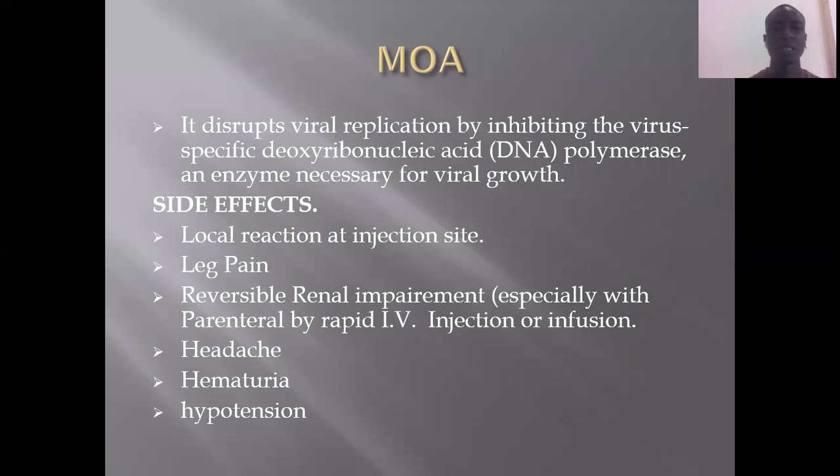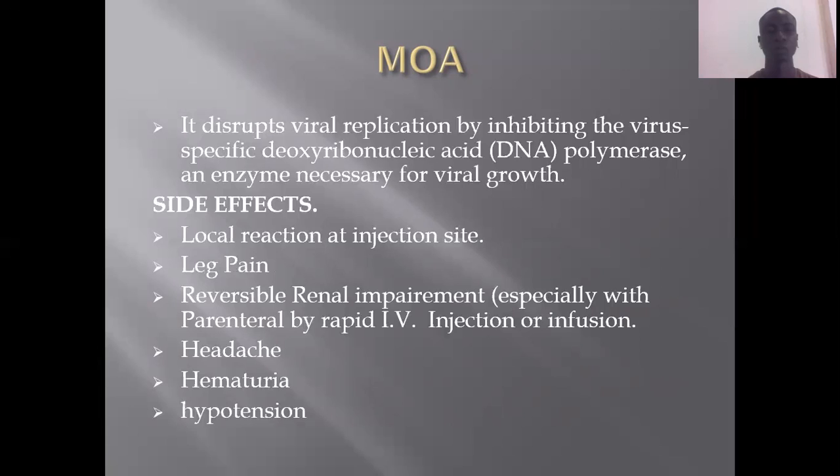It disrupts viral replication. If somebody is given acyclovir, it's going to disrupt the viral replication, because the virus replicates at a faster rate. So it will inhibit the replication of the virus by inhibiting the virus-specific DNA polymerase, an enzyme necessary for viral growth. So it affects and disrupts the DNA of the virus, preventing the virus from replicating.